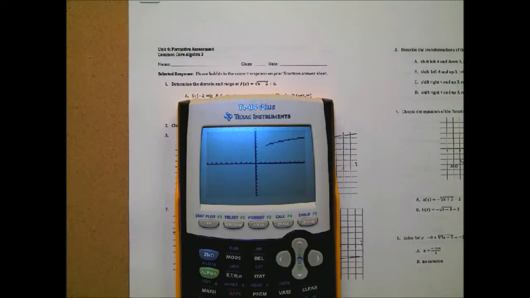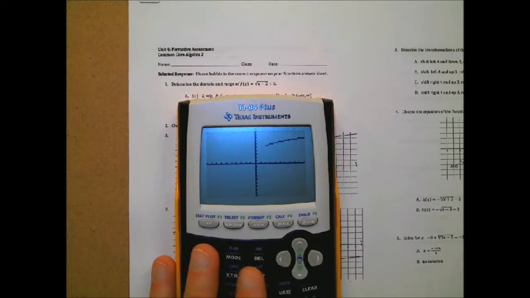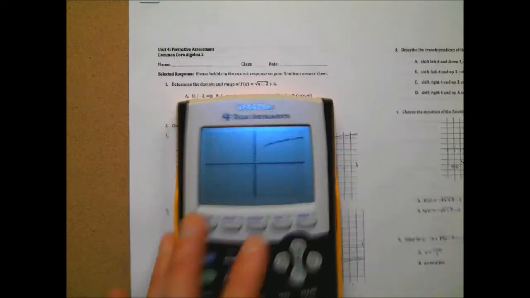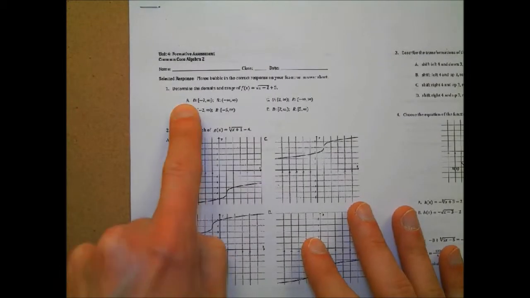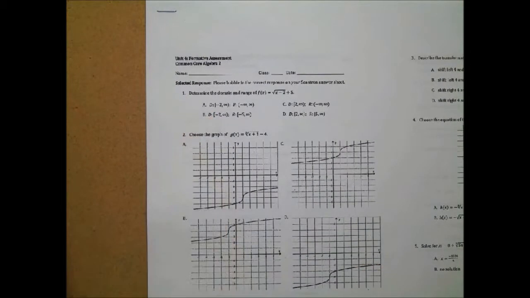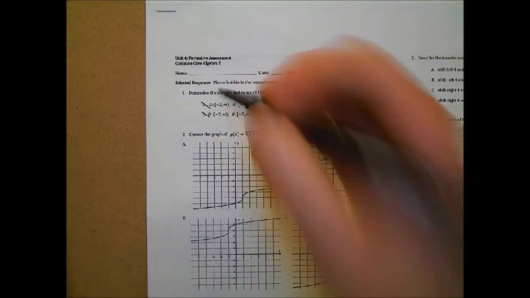So domain describes the x values, right? What's the farthest left our x values go here, it looks like? 2. Yeah, 2. What's the farthest right we're going to go? To infinity. Yeah, exactly right. 2 to infinity. So we can eliminate A and B right off the bat because they both have a negative 2 to infinity, so it can't be that one, and it can't be that one. So it's either C or D.